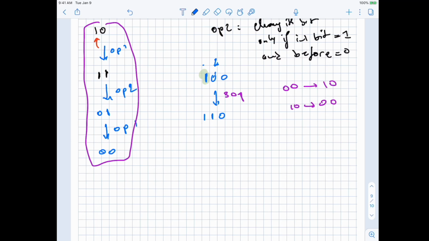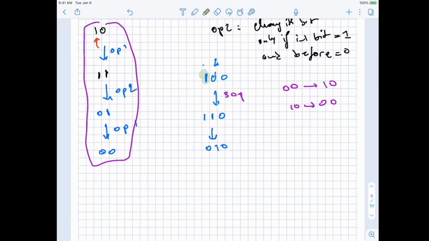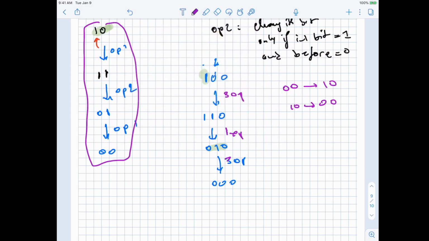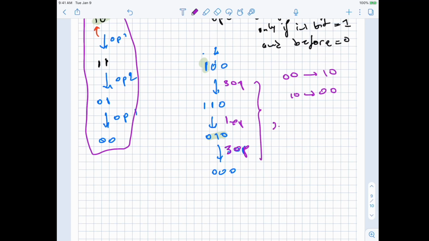Now once we get here, we can apply operation 2 to change 1, 1, 0 to 0, 1, 0. But notice, now we are back. This is the same as this one, and we know this takes 3 operations to get to 0. And we are done. So this is 1 operation, and this was 3 operations. So basically what we needed here is 3 multiplied by 2 plus 1.